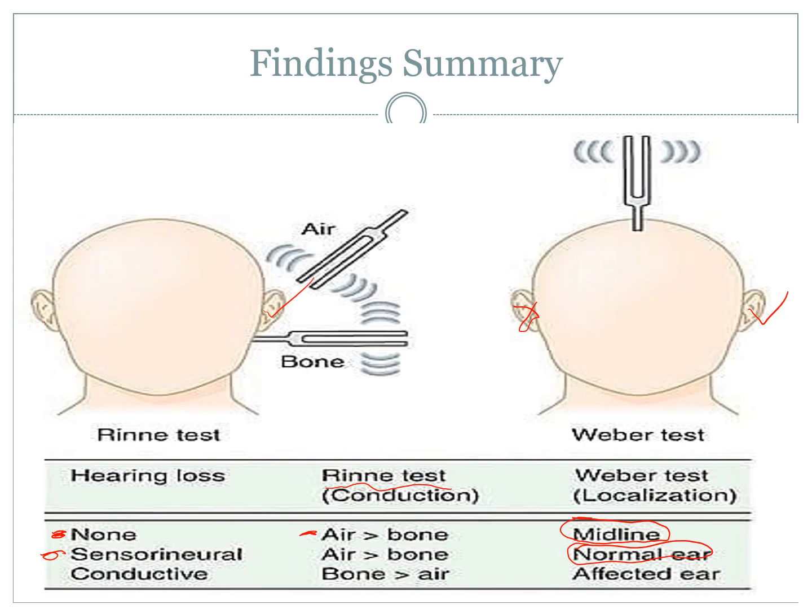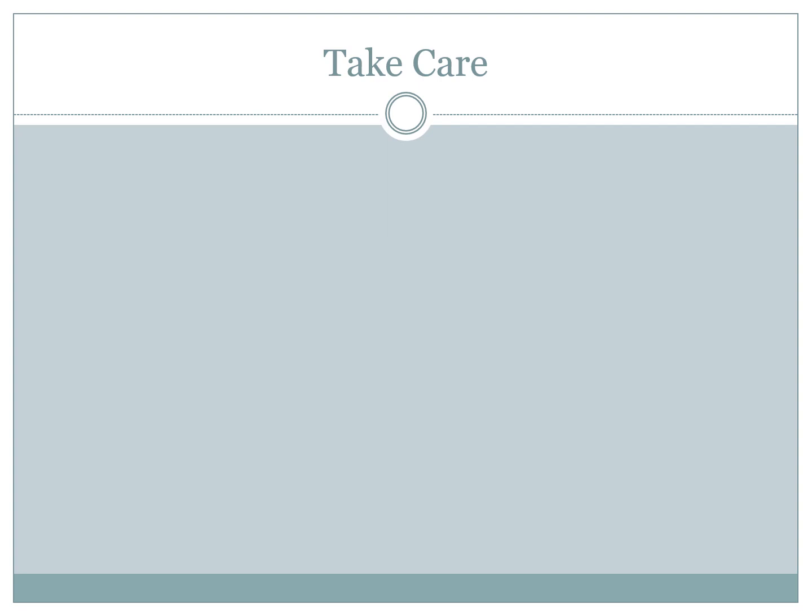If you have a conductive problem, you'll find that Weber's test will be loudest on the affected ear, and bone will actually be preferred over air. So you'll be able to hear things longer through bone conduction than you will through air conduction with the Rinne's test. Okay, so that finishes the Weber's and Rinne's test. I hope you got something out of it.